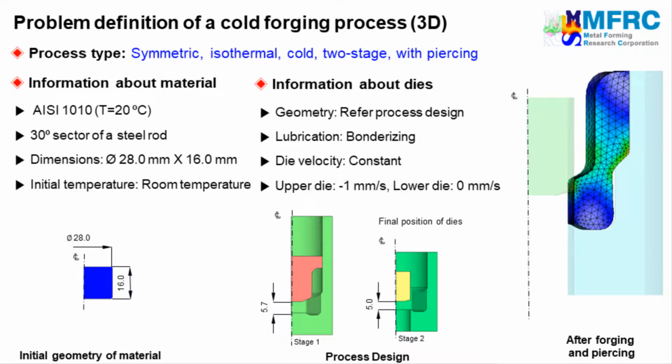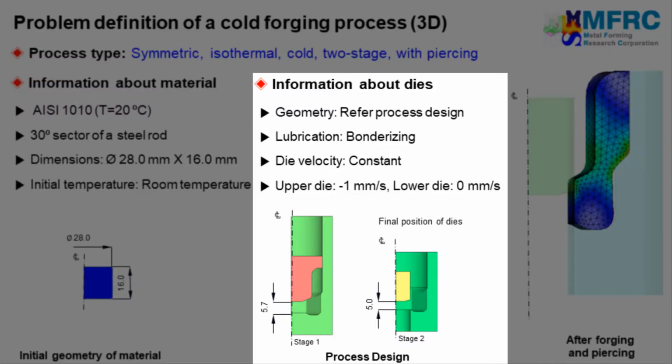The final configurations of each stage of the dies are as shown in the picture. The dimensions indicated in the picture denote the distances between the control points at the final stroke of individual stages.